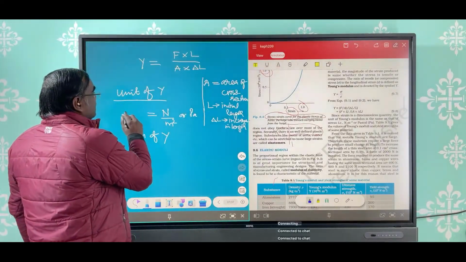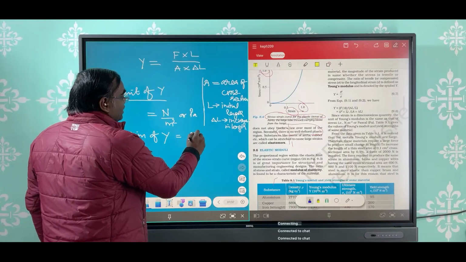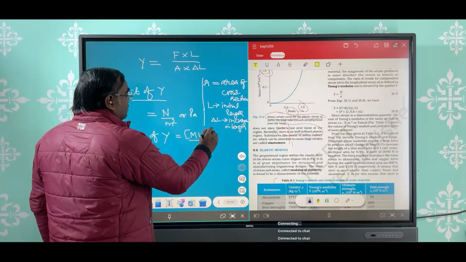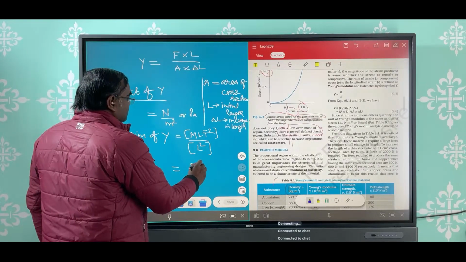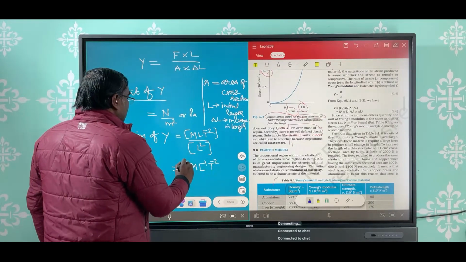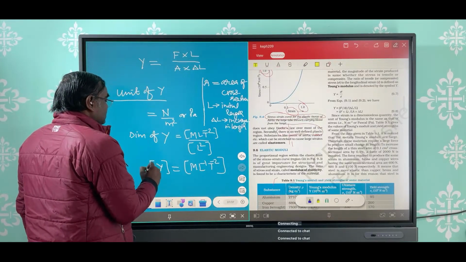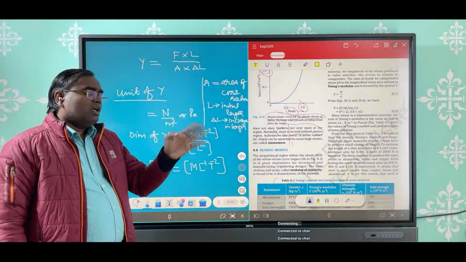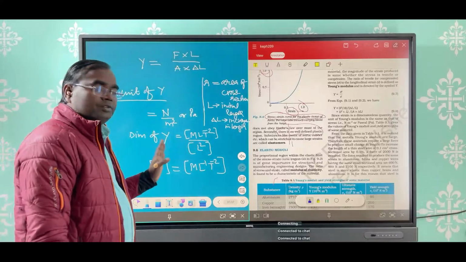So how you can calculate and how you remember, both are here. Dimension you can calculate by this Newton per meter square. Newton is equal to M L T minus 2, and meter square is L square. So in this way you can calculate. That is M L minus 1 T minus 2, and you can remember this. So dimension of Y, that is Young's modulus, is this one, and this dimension is true for the modulus of rigidity and bulk modulus both.